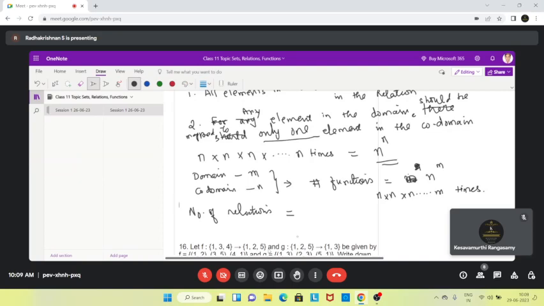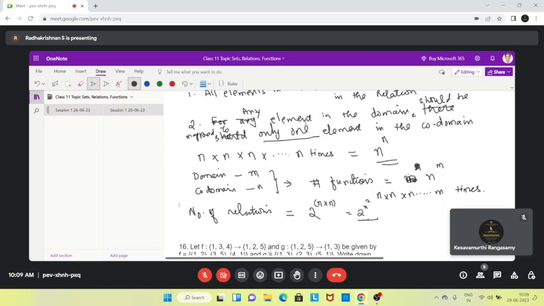Okay. So it will be 2 to the power of number of elements in the cross product, or Cartesian product. So if the Cartesian product is going to have n into n elements, then the total number of relations will be 2 to the power of n into n, or 2 to the power of n square. So 2 to the power of n square total relations can be defined, out of which n to the power of m, or in this case n to the power of n, will be functions.